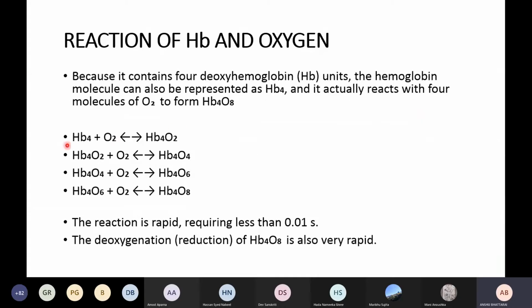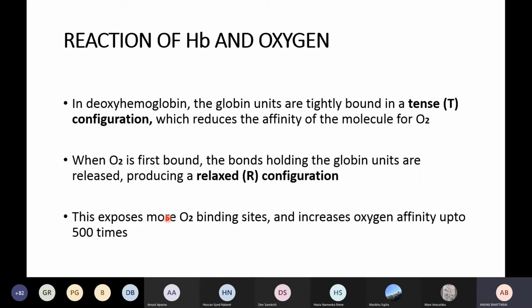So see, Hb4 plus O2: in this Hb4 state, the globin units are tightly bound in the tense configuration, and it has very little affinity towards oxygen. But as soon as one molecule of oxygen binds to this, the bonds are loosened and it reaches a relaxed configuration. Now more and more oxygen molecules can continue to bind with this oxygenated hemoglobin, so this exposes more oxygen binding sites and it increases the oxygen affinity up to 500 times.